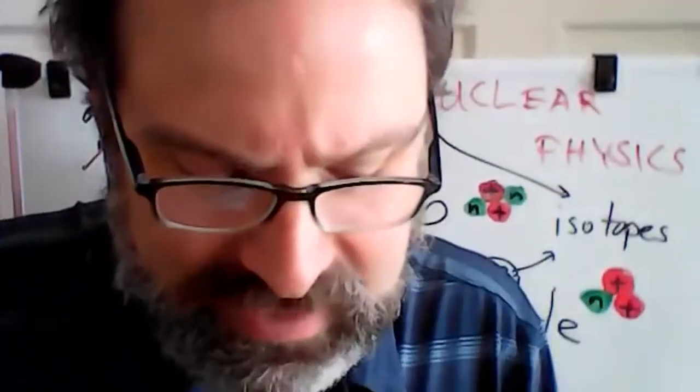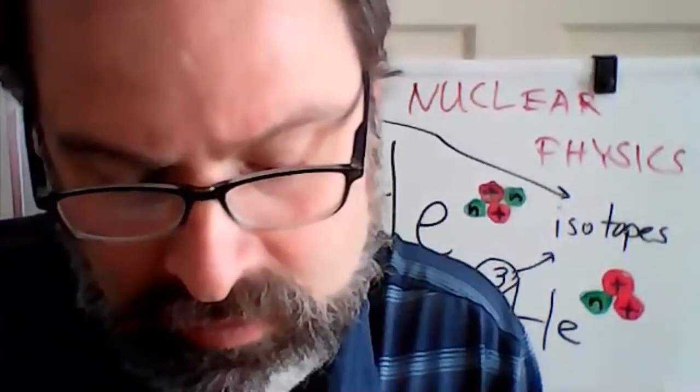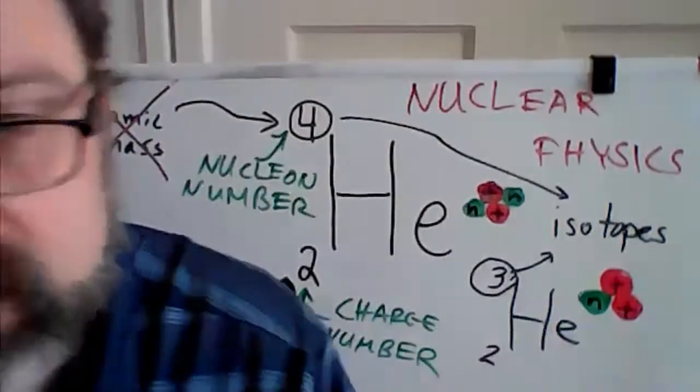80. Stick it back together, 70. And we can go back and forth between these two things. And in each case, when we put the nucleus together, it loses mass. When we take the nucleus apart, it gains mass.